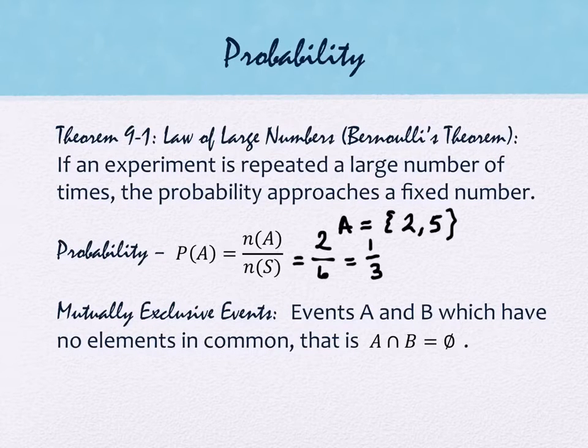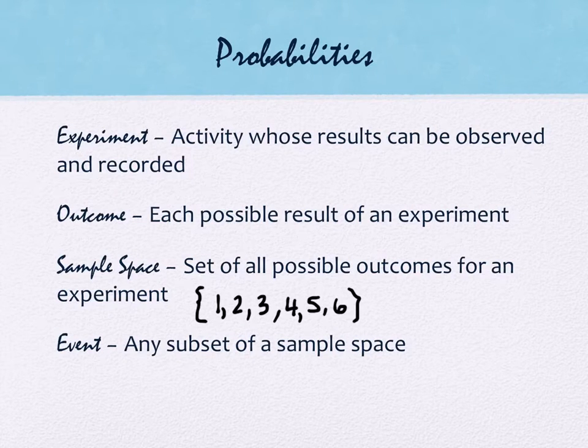Where did you get the 6 from? Because it's a 6-sided die. Oh, okay. Yeah. So my sample space was the same sample space I had over here. That was 1 through 6 for a die. Okay. Yeah.